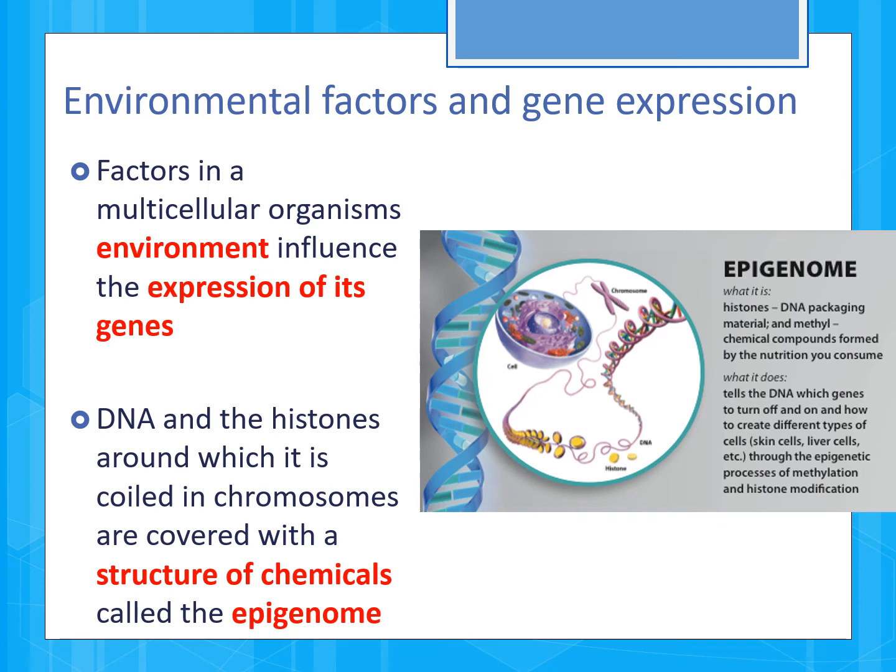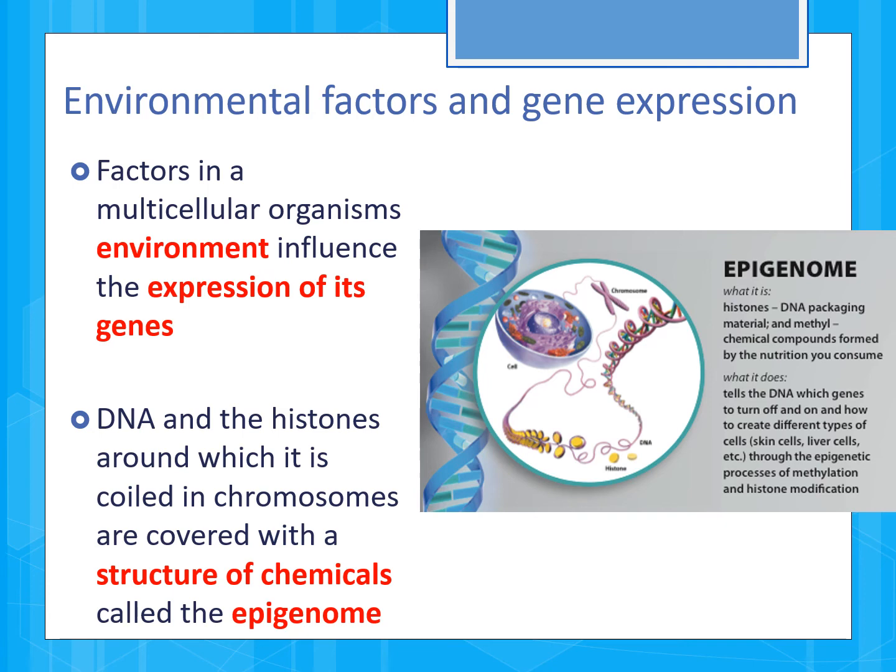Okay, so basically we've talked a lot about genes and the influence of the gene sequence, but the DNA and the histones, so the proteins around which it is coiled, can also influence gene expression. So chemical modifications that are on the DNA and are on the histones are called the epigenome. Okay, so it's how the DNA is being packaged around the histones.